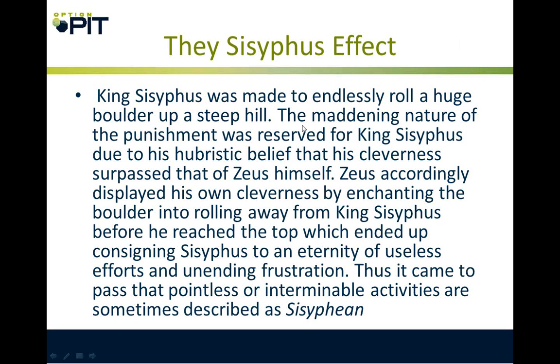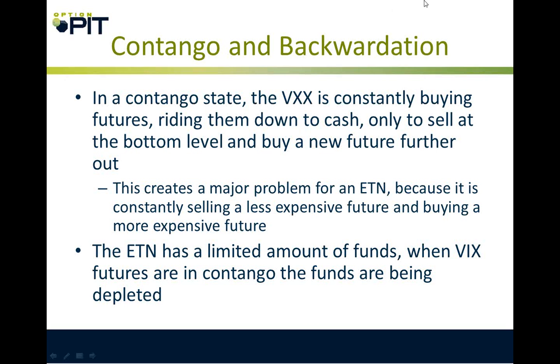And this is really the effect of VXX and UVXY for that matter. Now, contango and backwardation. All right. In a contango state, the VXX is constantly buying futures, rolling them down to cash, only to sell at the bottom level and buy a new future further out. This creates a major problem for this ETN because it is constantly selling a less expensive future and buying a more expensive future. The ETN has a limited amount of funds. When VIX futures are in contango, the funds are being depleted.